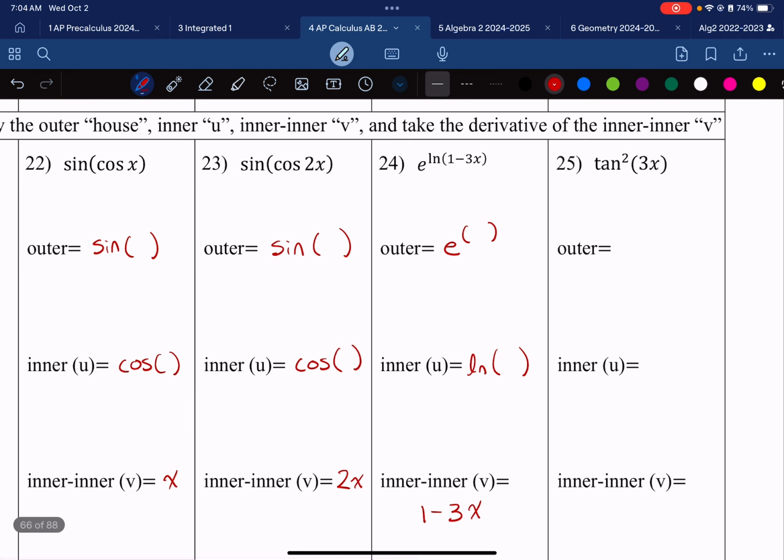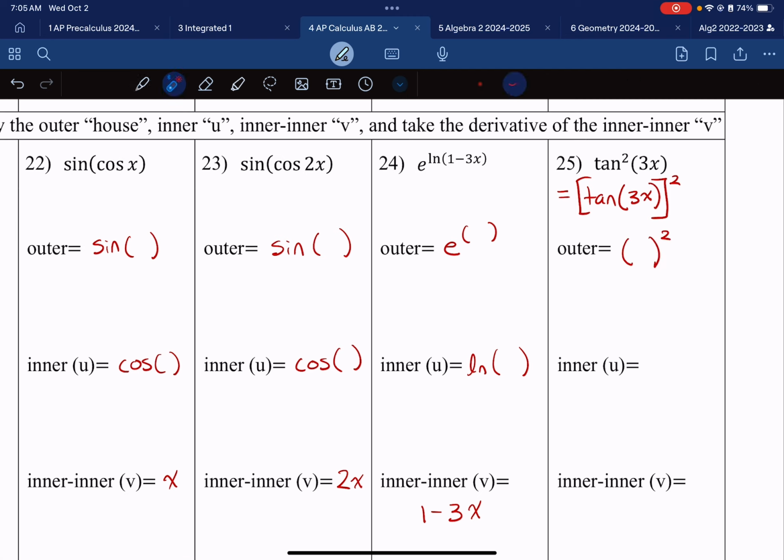Number 25. So this is the case I was talking about above. So remember that this is the same thing as saying tangent of 3x, and this entire thing to the power of 2. I know it's confusing notation, but this 2 really comes out here. And it's to avoid confusion when we drop the parentheses. So the first outer house is really stuff to the power of 2. That is the most outer house. Stuff to the power of 2.